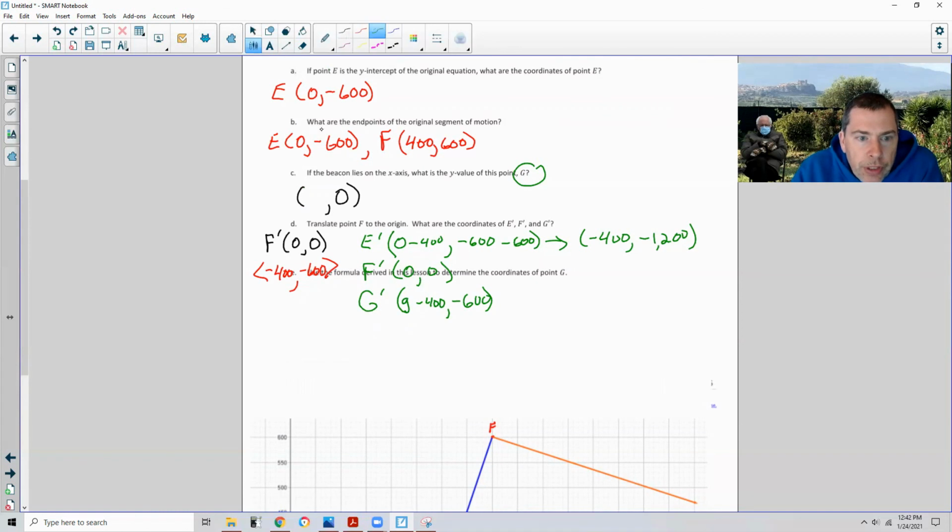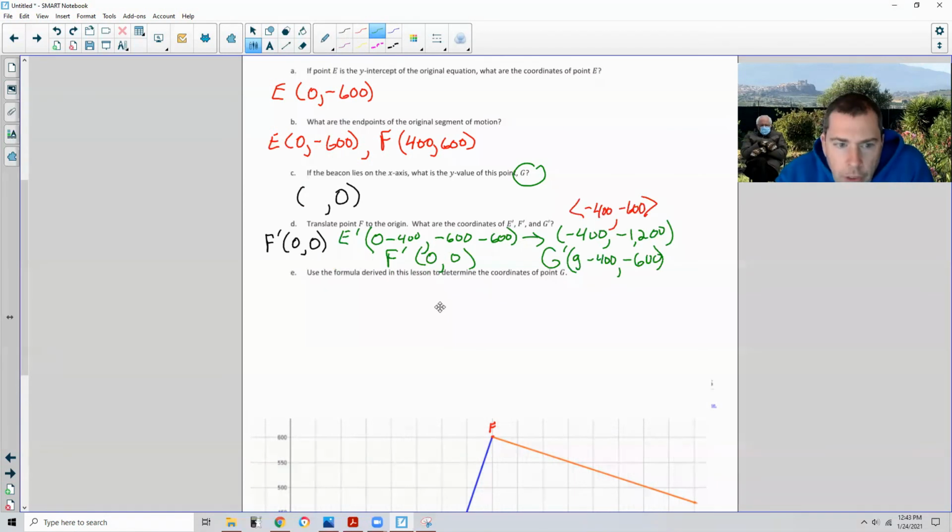All right, so let's just clean this up because it's in my way now. Okay, so now E says use the formula derived in the lesson to determine the coordinates of point G. All right, so here's what we know. EF is perpendicular to FG. Segment EF is perpendicular to segment FG.